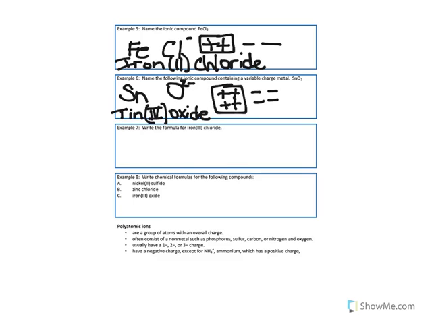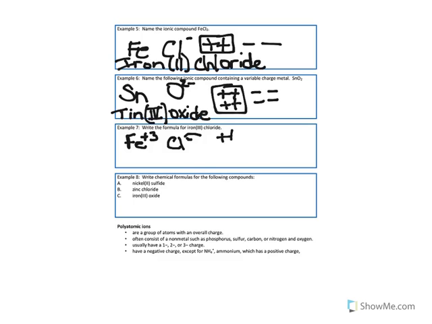Let's try another one. How about iron 3 chloride? Now we're going to take the name and go to the formula. Before we had the formula and we wrote the name. The name, iron 3, tells us that the iron must have a charge of +3. Chloride tells us that we are looking at an anion from chlorine, and chlorine always has a charge of -1. These must be overall neutral.